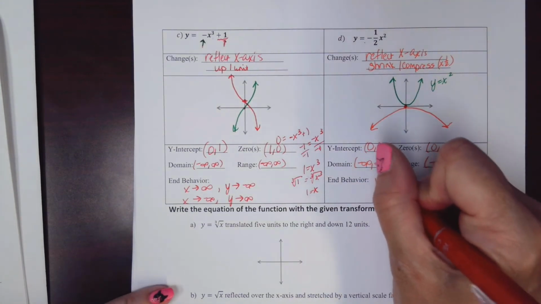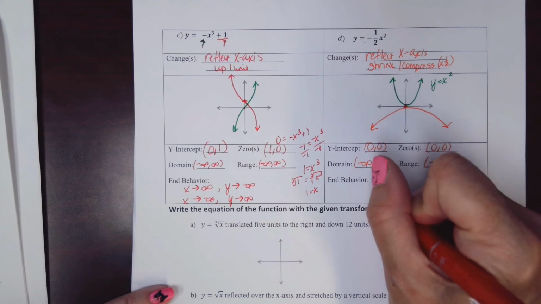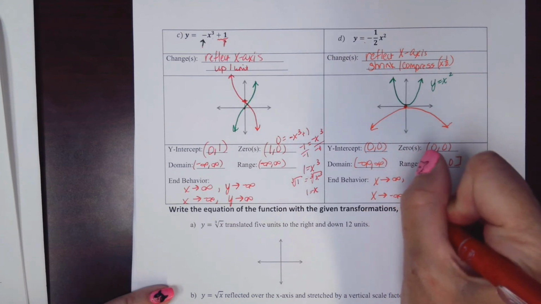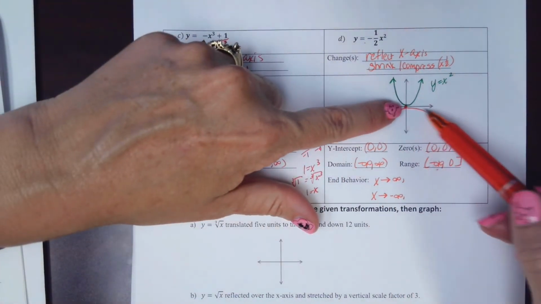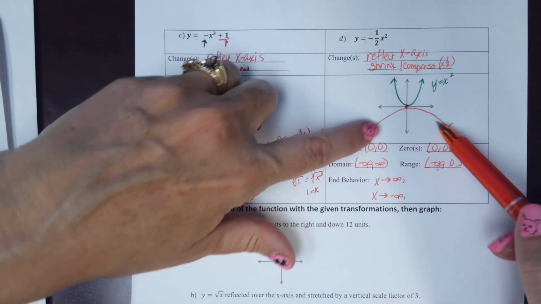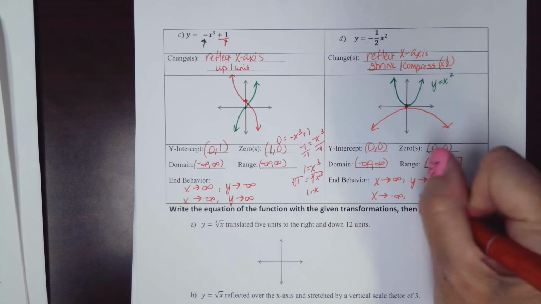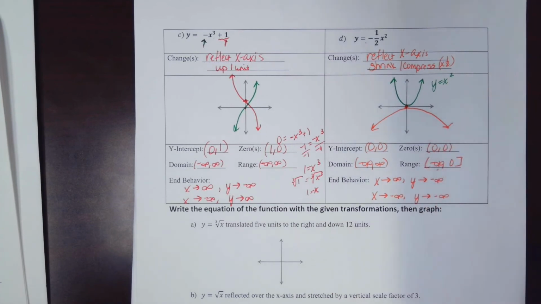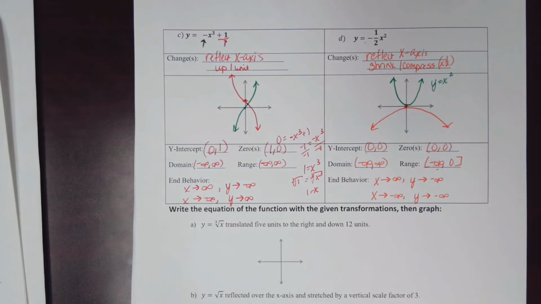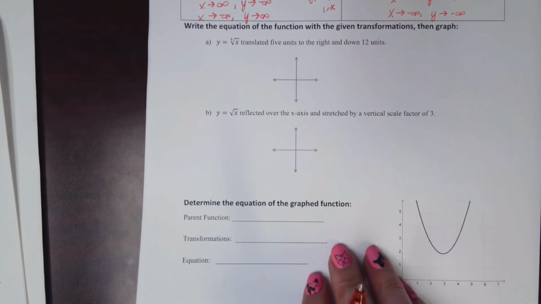What happens as x gets large? As x approaches positive infinity, as x approaches negative infinity? Well, both ways, my y value is going down. So for both directions, y is approaching negative infinity. It's moving downward.